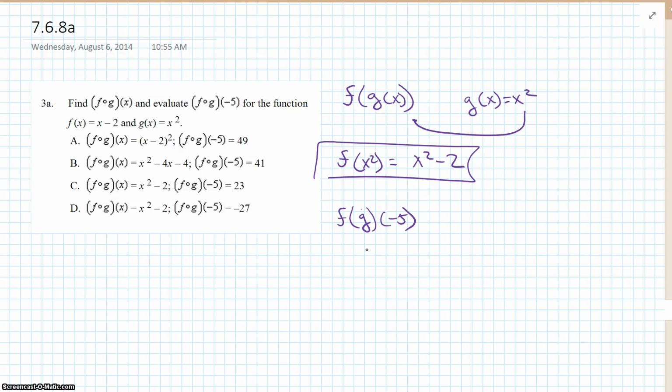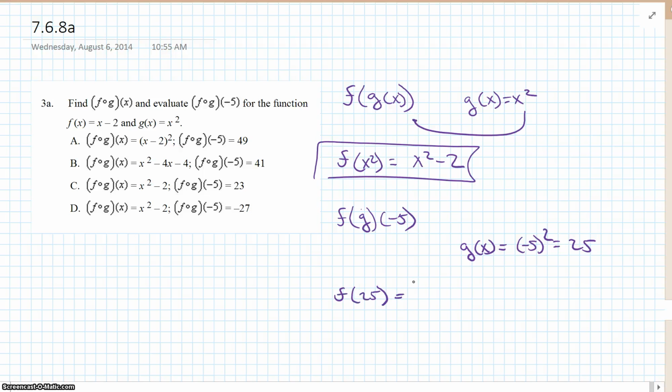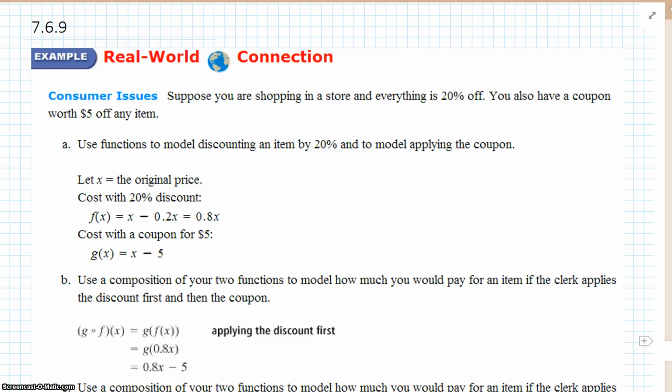So the g of x, we could actually use the equation above, but we're going to do it this way. Negative 5 squared, which is 25. So the f of 25 is 25 minus 2, which is 23. So the answer would be C. All right.